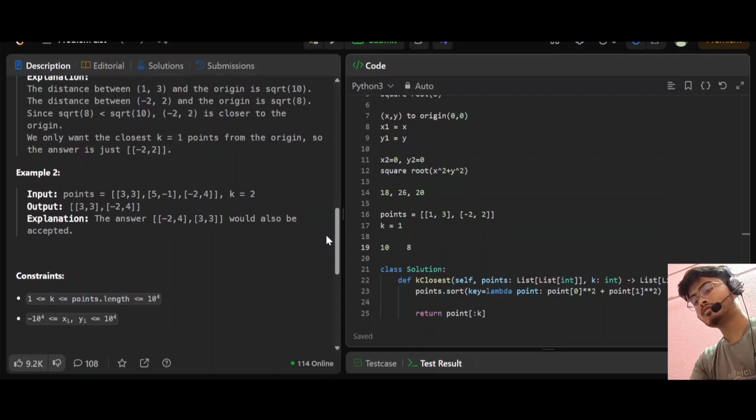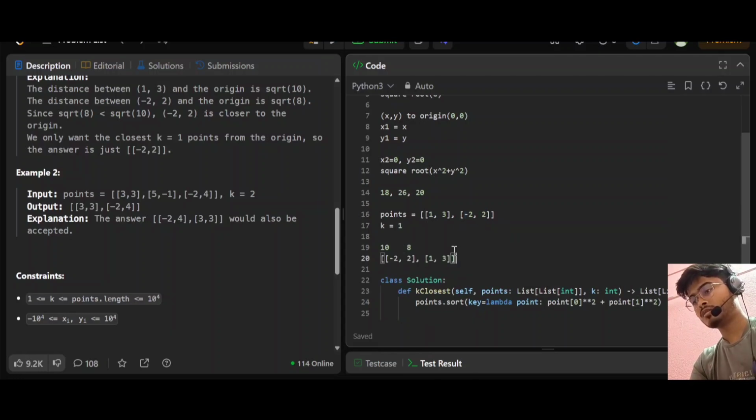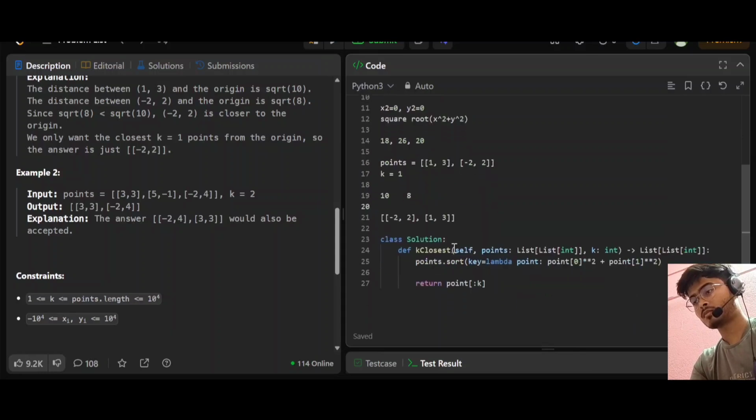Python compares the distances. Since 8 is smaller than 10, the sorted array becomes minus 2, 2, and 1, 3. This will be the result after sorting. Now we will return the first k points, that is k is equal to 1, so we will return minus 2, 2. This matches the expected answer.